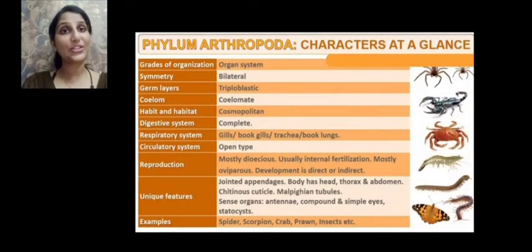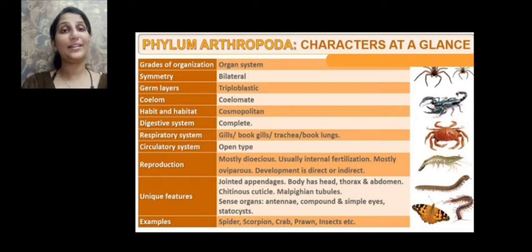Now let us summarize all that we have learned in phylum Arthropoda. The grade of organization is organ system. The symmetry is bilateral. About the germ layers, they are triploblastic. They have a true coelom. Habit and habitat, they are cosmopolitan in occurrence. Digestive system, they have a complete digestive system. Respiratory organs are different. Some have gills, some have trachea, book gills, and book lungs in some others. And circulatory system is the open type.